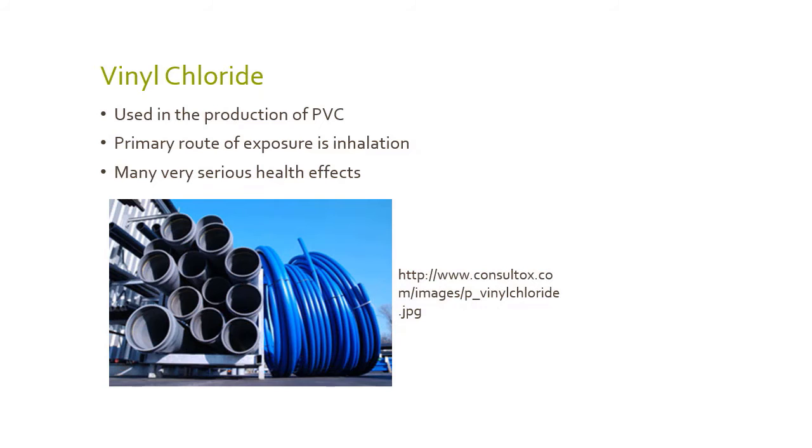Vinyl chloride is another really, really bad environmental contaminant. It's primarily used in the production of PVC pipes. There are many very serious health effects associated with vinyl chloride. We used to have a vinyl chloride facility here in Delaware, Formosa Plastics. It actually closed down in 2018. So it was in Delaware for a very, very long time. Vinyl chloride is really bad. If there's any potential of vinyl chloride contamination, that is definitely a recognized environmental condition.